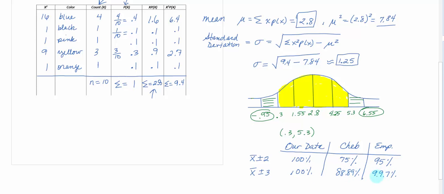So how do you know which rule is the better predictor? You would choose the rule that is closer to your actual data. So 95 and 97%, it looks like the empirical rule is closer to 100% than Chebyshev's percentages. So the empirical rule is a better predictor of the probability.